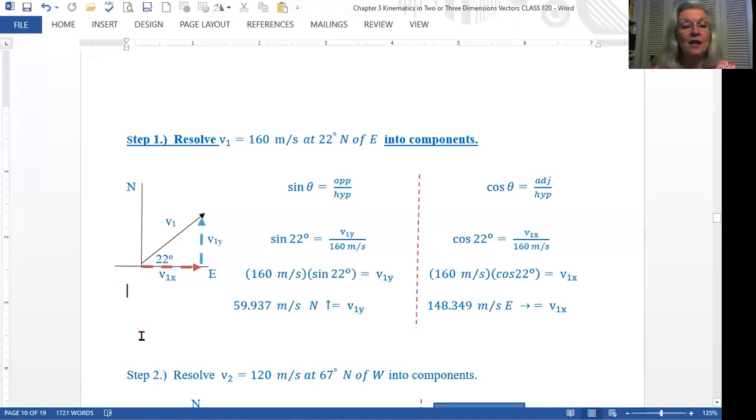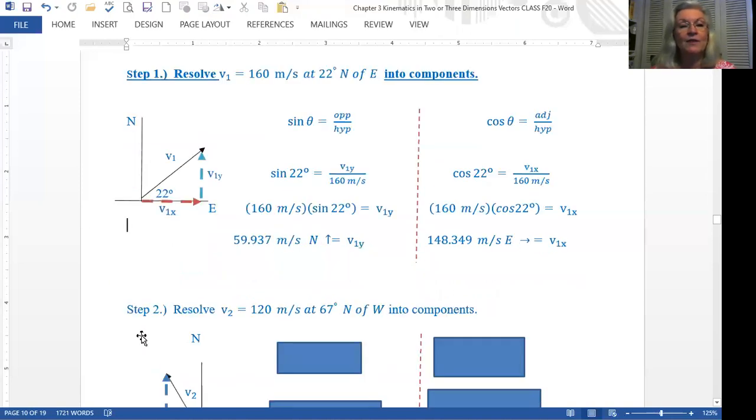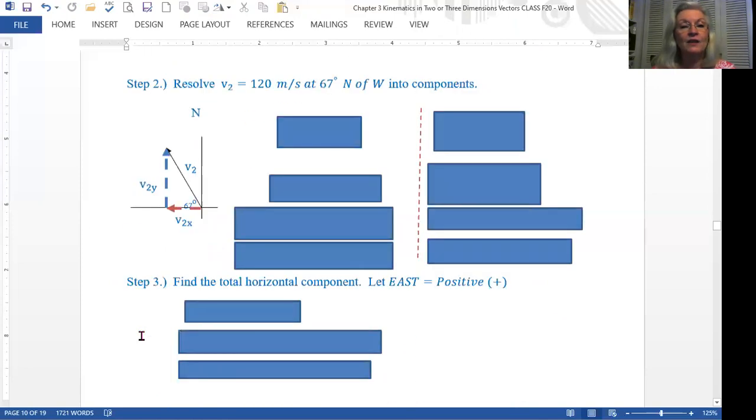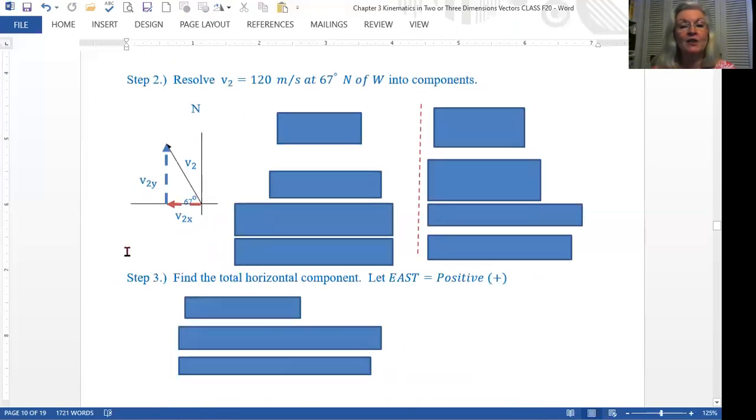Now we need to do the same thing for the second vector. So our second vector is 120 meters per second at 67 degrees north of west. That just means I need, west is over here pointing left. I don't know, it got cut off, but north goes up. So we need a vector going west. Here we are, V2x. Added to that, we need a vector going north. Here it is, V2y. And then the resultant is this black line, that's V2. And this little angle in the corner is 67 degrees.